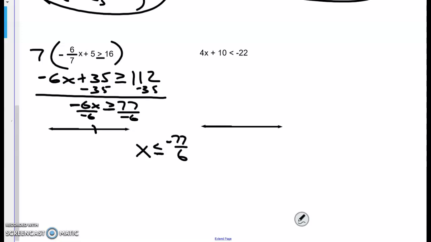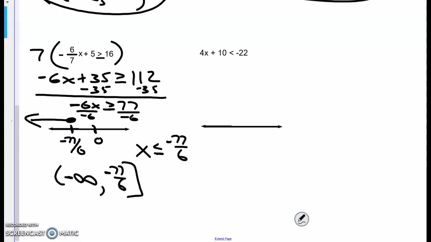On my graph, I'm going to put that negative 77 over 6 to the left of 0. And it's a closed dot with an arrow pointing left. Since it's less than or equal to, it goes from negative infinity to negative 77 over 6, and that negative 77 over 6 gets a bracket.